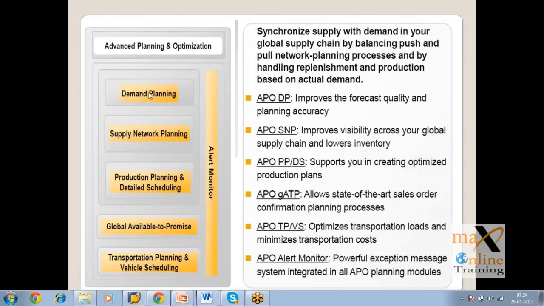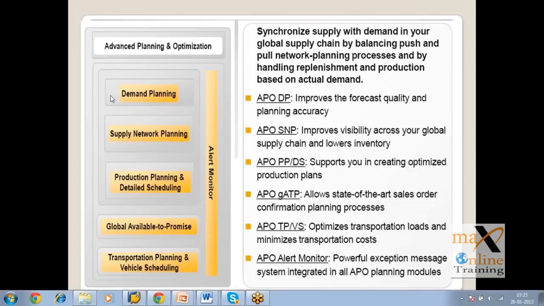So one company cannot implement all the modules. From what I have seen, having worked on four projects, most companies implemented only these three modules. Only now are companies thinking about GATP and TP/VS; the companies that have implemented them, we can count on our fingers. So after getting training, maybe you will get a chance to work as a DP consultant, SNP consultant, or PPDS consultant.